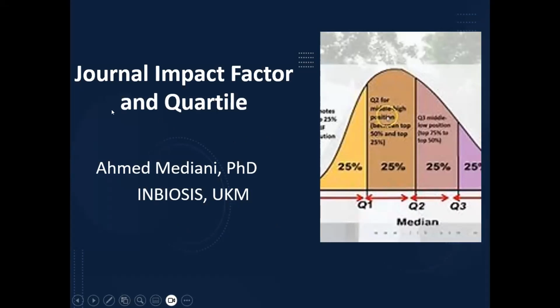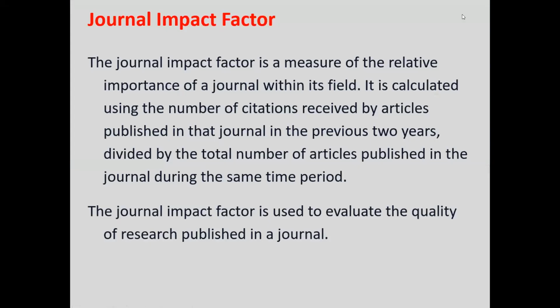Sure. Okay. The journal impact factor and quartile are very important. If you want to choose the journal to publish your paper in, you need to be very critical about the journal impact factor. Most universities accept Q1, Q2, or mostly Q3. And if your work is very good, why not go for Q1 or Q2? Why publish it in Q3 or Q4? I will tell you the difference between Q1, Q2, Q3, and Q4.